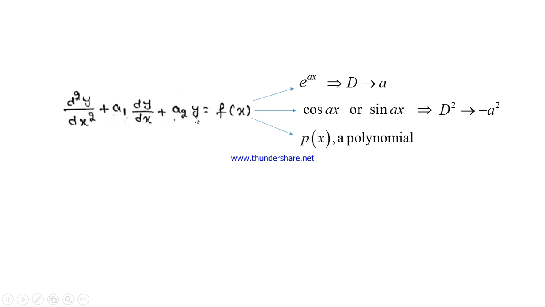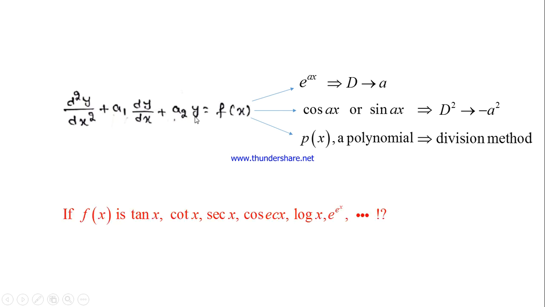And for cos and sine, the method says replace D square by minus a square. And even in this case, if the denominator becomes 0, we know how to handle it: multiply by the independent variable, differentiate the denominator once, and replace D square by minus a square. That should be done. Instead, if it is a polynomial, we know we are supposed to employ the division method. That's quite simple again.